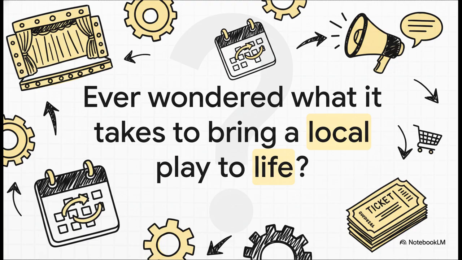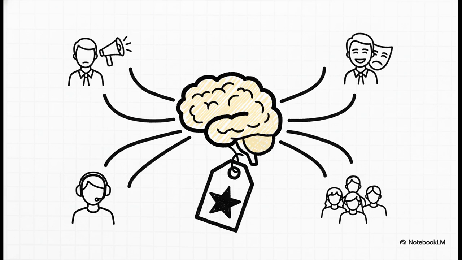You've got scheduling, marketing, communication, selling tickets. It's a huge coordination nightmare. And most of the time, it's run by volunteers who are already giving it their all. So that's exactly where TheatreOS steps in. Think of it as the central nervous system for a production. It's this new platform that's designed to connect everybody, from the director all the way to the audience. And, get this, it's totally free.